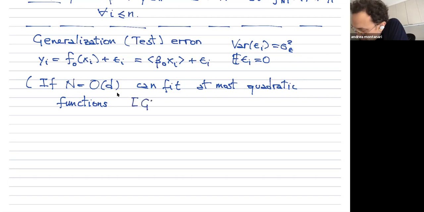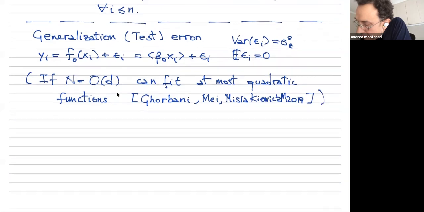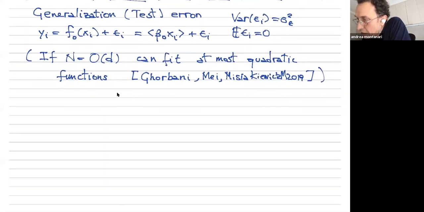Okay, so this is a result that we obtained last year with Ghorbani, Mei, Misiakiewicz, and myself. Okay, so there is an interesting generalization of what we did, that is to go to quadratic functions, but beyond that, as long as we keep the number of neurons linear and the dimension large, there is not much to do.